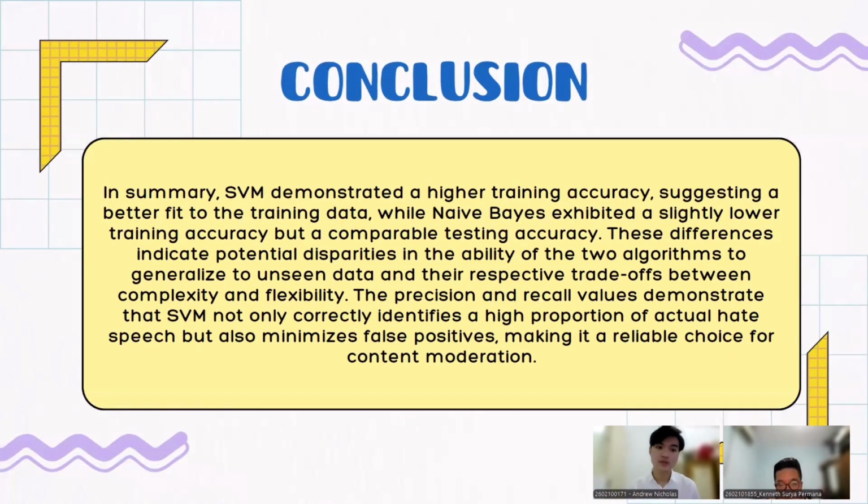Now we go to the conclusion. In summary, SVM demonstrates a high training accuracy, suggesting a better fit to the training data, while Naive Bayes exhibited a slightly lower training accuracy, but a comparable testing accuracy. These differences indicate potential disparities in the ability of the two algorithms to generalize to unseen data and their respective trade-offs between complexity and flexibility. The precision and recall values demonstrate that SVM not only correctly identifies a high proportion of actual hate speech, but also minimizes false positives, making it a reliable choice for content moderation.